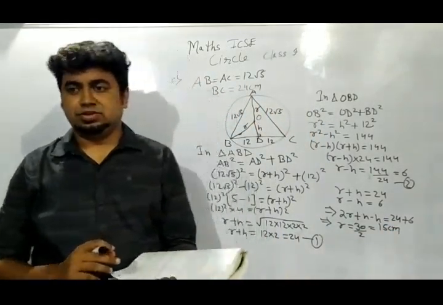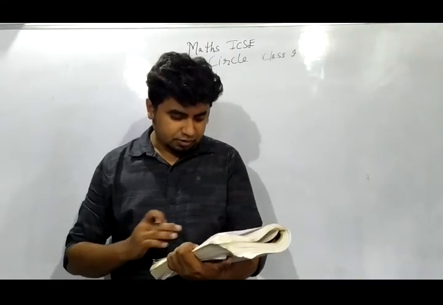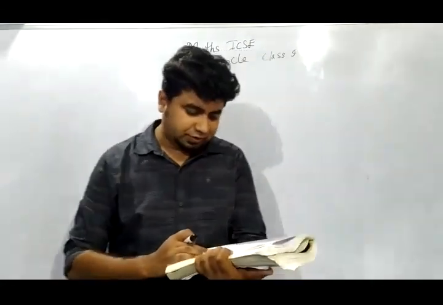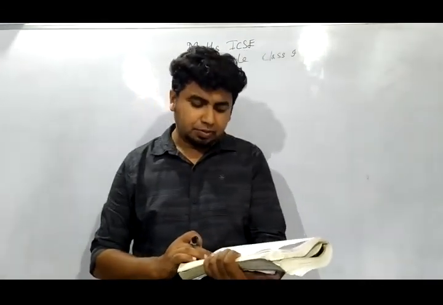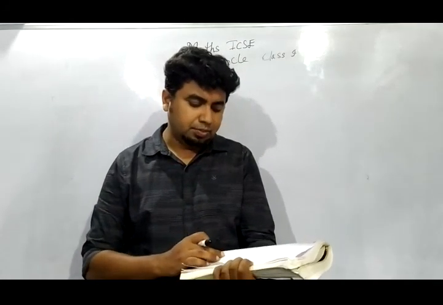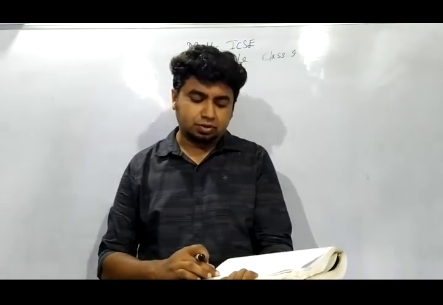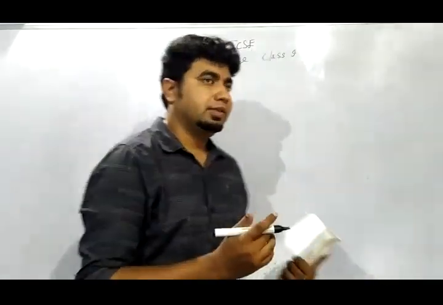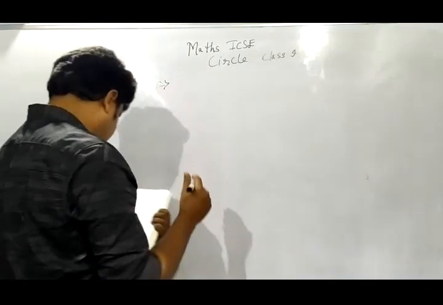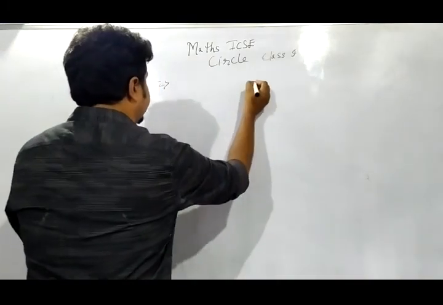Now we will be discussing question number 12. In question number 12, it is given that AB is a diameter of a circle and M is a point on AB such that AM is equal to 18 centimeter and MB is equal to 8 centimeter. Find the length of the shortest chord through M. This is the question, and one circle is given to us. In this circle, we are given that AB is a diameter of the circle.